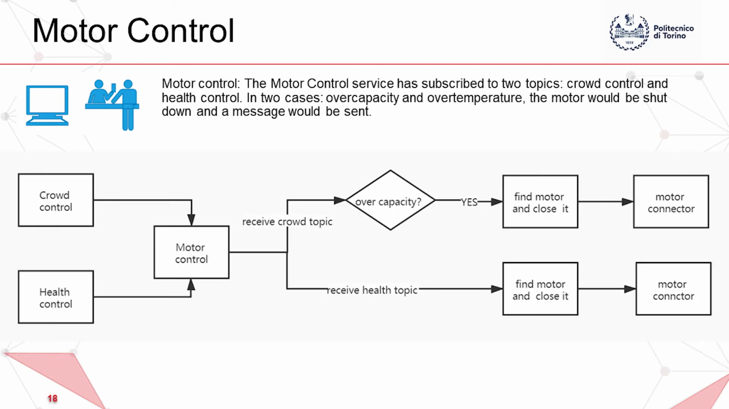The motor control service will check each room's visitor count to see if it is greater than its capacity. If it is, the motor control service will locate the corresponding motor of this room and turn it off. A message is then published to the motor connector. When a message of abnormal temperature from health control arrives, the motor connector will extract the camera ID and find the corresponding motors. Then it sets this motor's working status to closed, and publishes the motor work status to the motor connector.